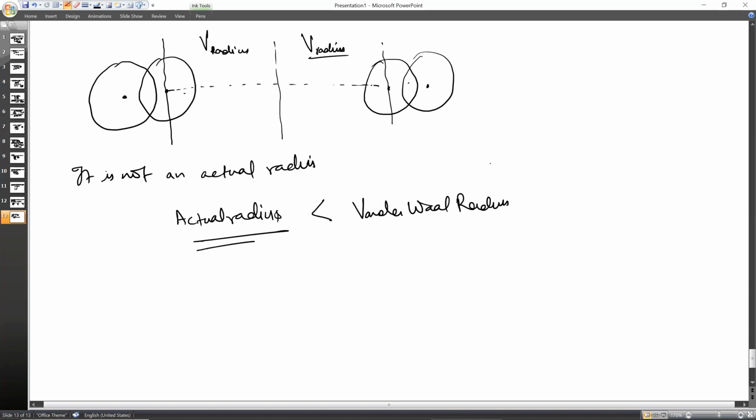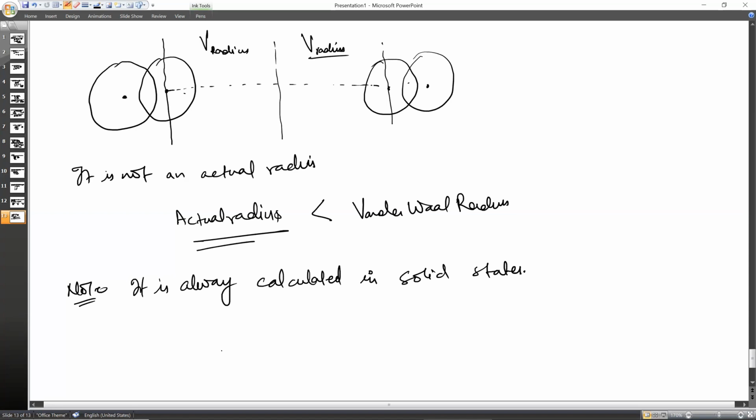And it is calculated only in the solid state. Note that it is always calculated in the solid state, not in the gaseous state. Solid state.